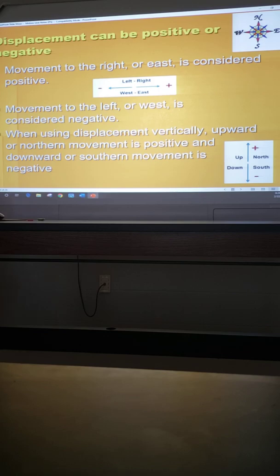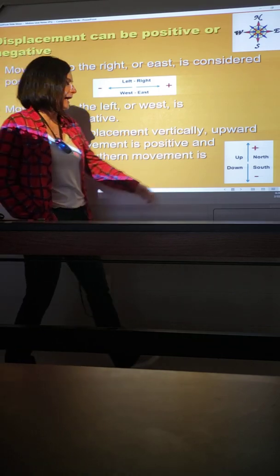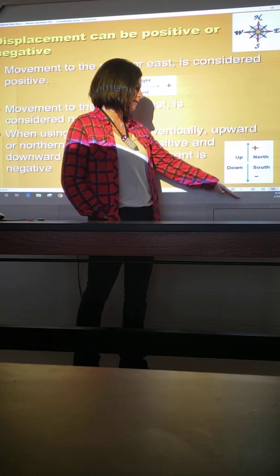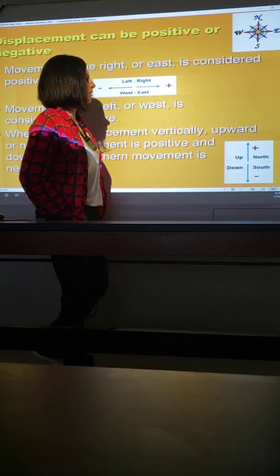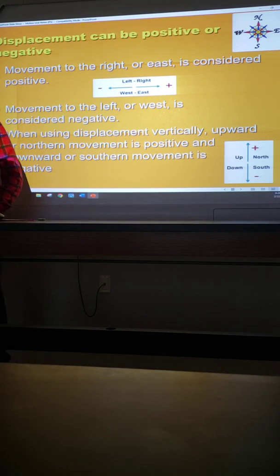When using displacement vertically, the same kind of thing holds true. Anything that is north or up is positive, and down and south are negative. So really we have 4 positive directions and 4 negative directions. North, east, up, and right are all positive. Down, south, left, and west are always considered negative. As you get into math, if you assign a negative value to something, you're not going to combine them, you're actually going to end up subtracting them. That's why these directions can be important.